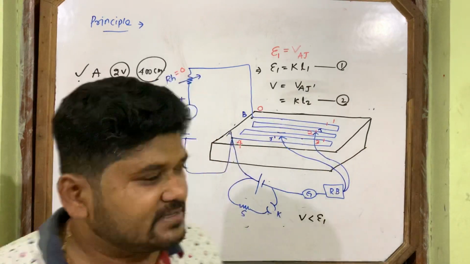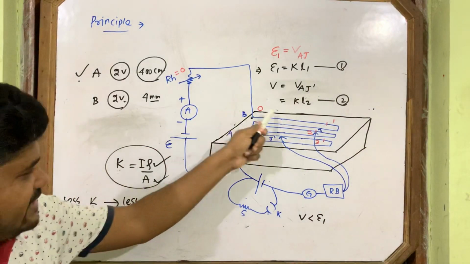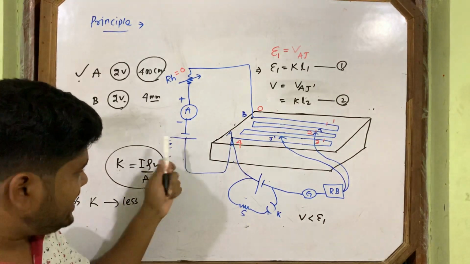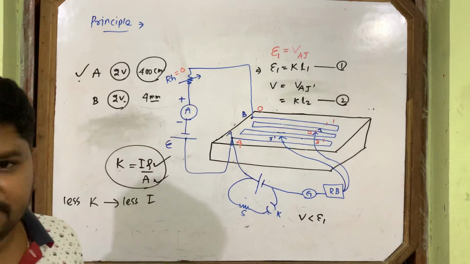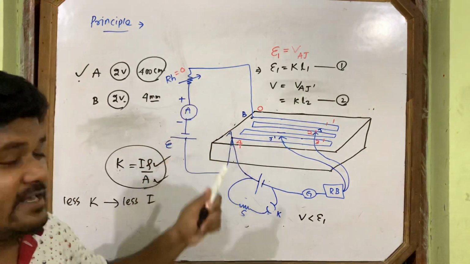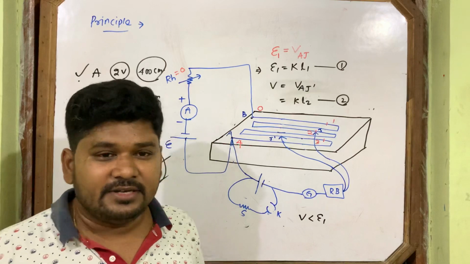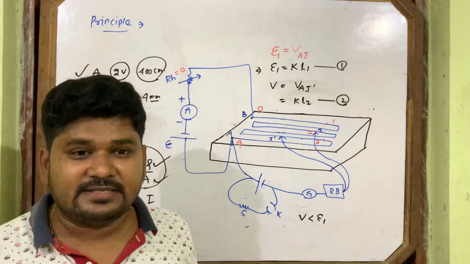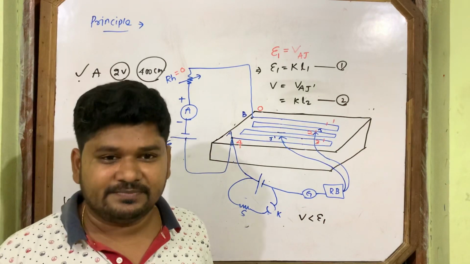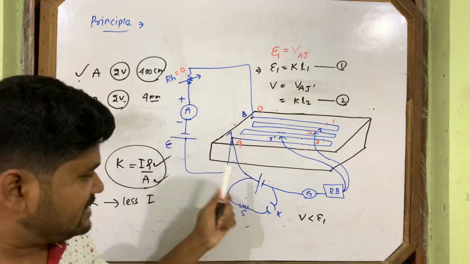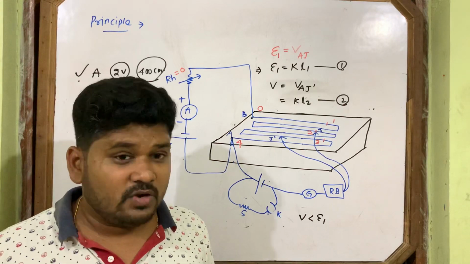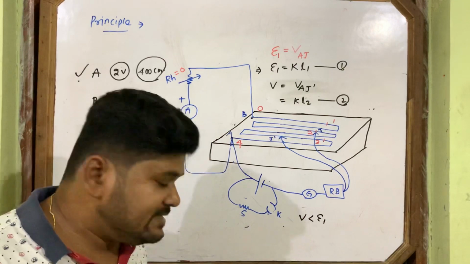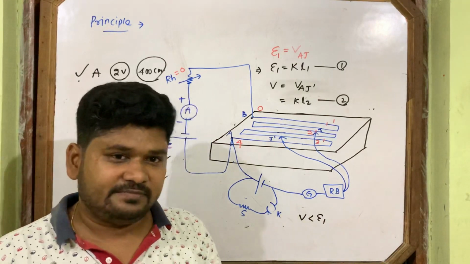How can you make I less? How can you make less current this way? Because current is maintained by this circuit. You can make I less if you increase the rheostat. If you increase the rheostat, then I will be less. If you connect one high resistance in series with this driver cell, then sensitivity will increase. If you are not getting the null point and cannot measure the EMF of a cell, you can increase the resistance in series with the driver cell.